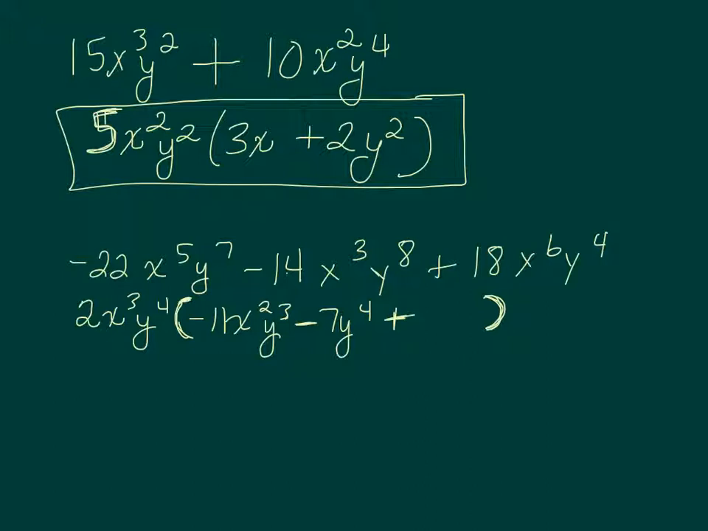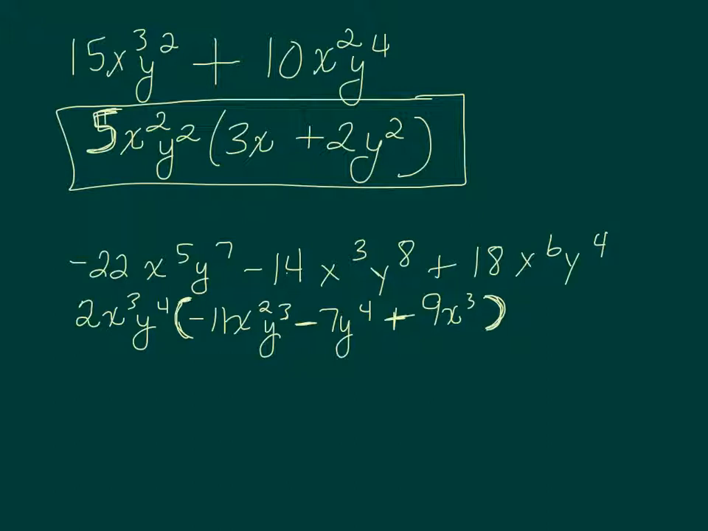Plus 18 divided by 2 is 9. I had 6 x's, I took 3 out, so I'm left with 3 x's, and I had 4 y's, I took them all out, so I'm left with no y's.